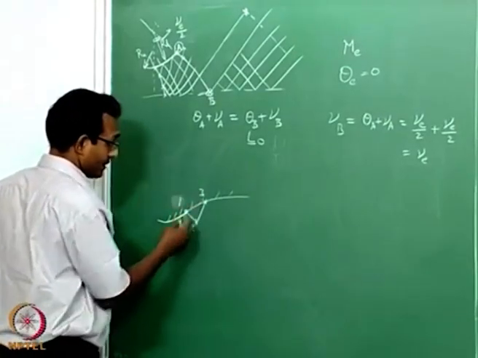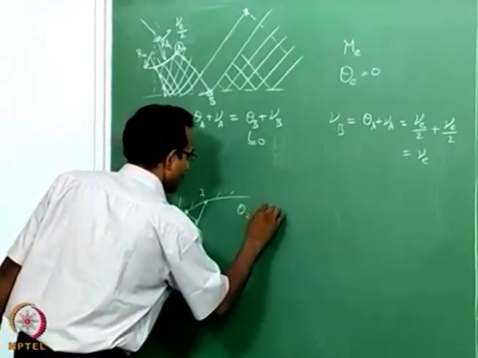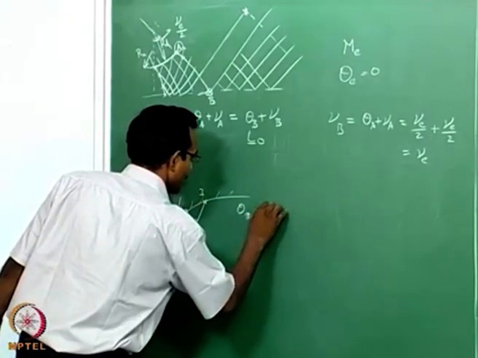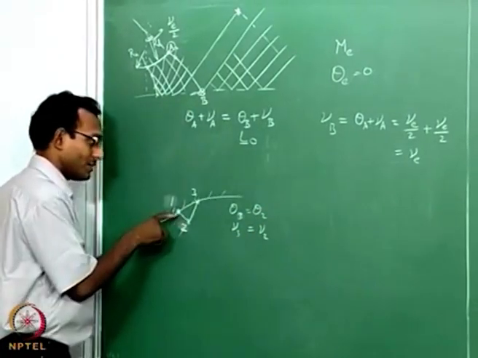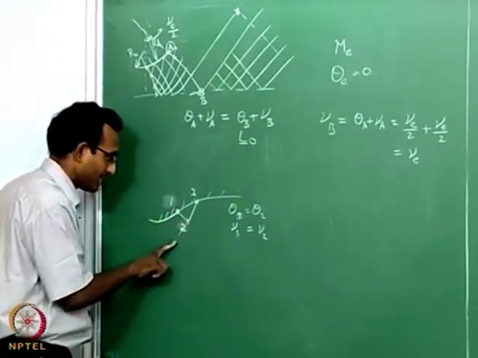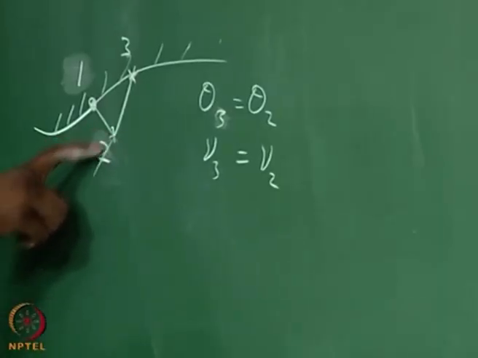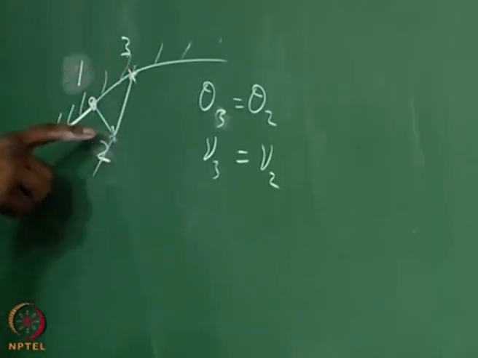So, how will I create 3? I am going to say theta 3 equal to theta 2, nu 3 equal to nu 2 for the last point on this characteristic. Whatever this is, after this the next point is this. At that situation I will do this.